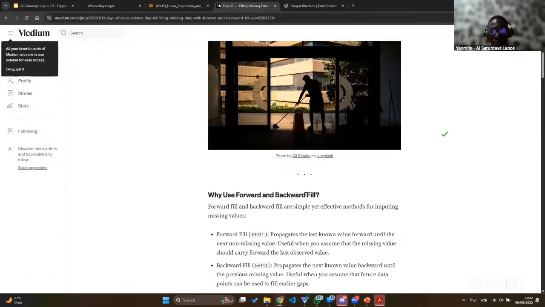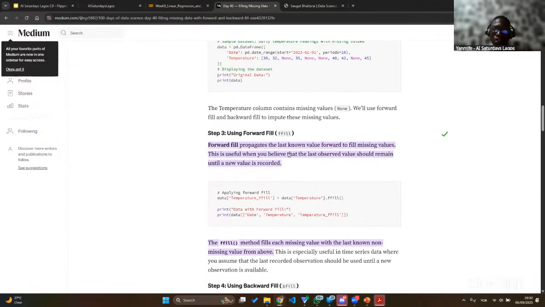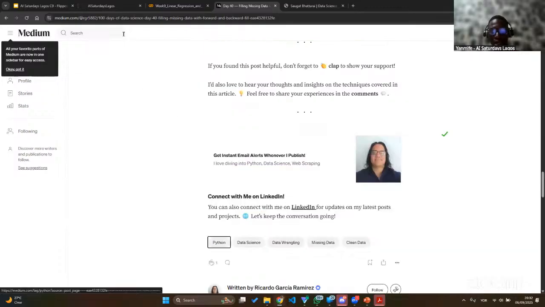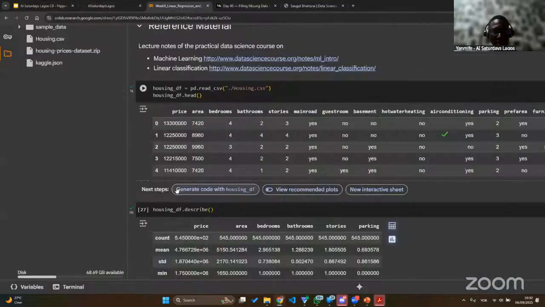So you fill it with the last value. Is it okay? The reason why we are filling it with 4 and not 3 is that this is a different feature. This is a feature on its own. This is a different feature.